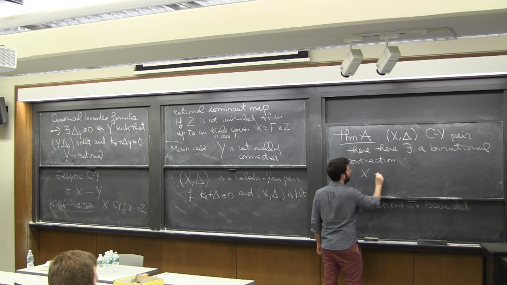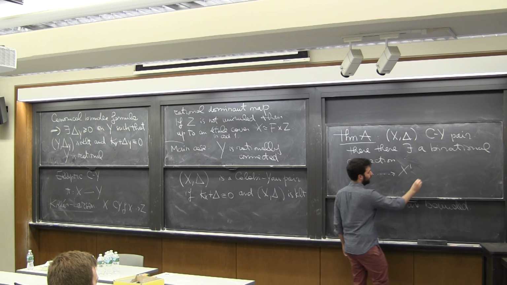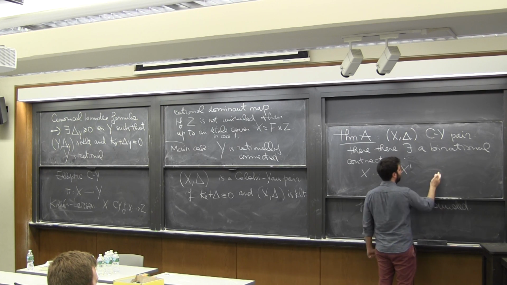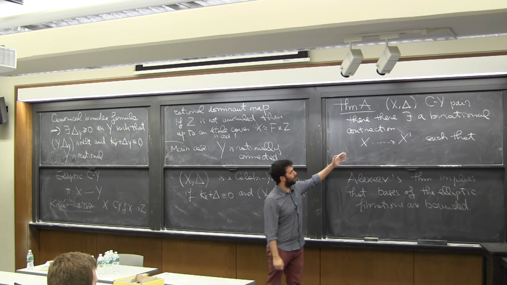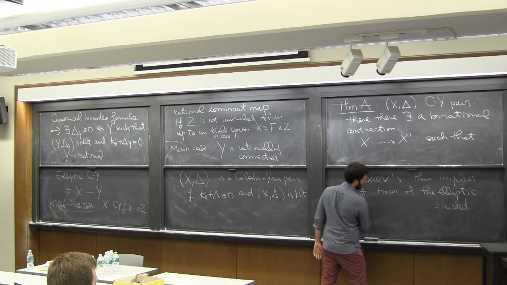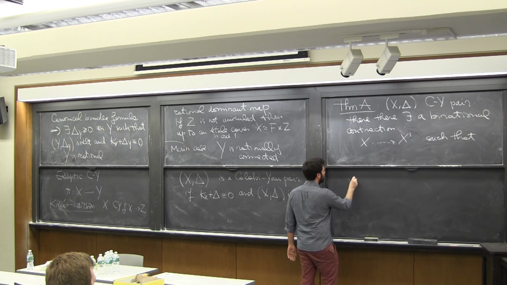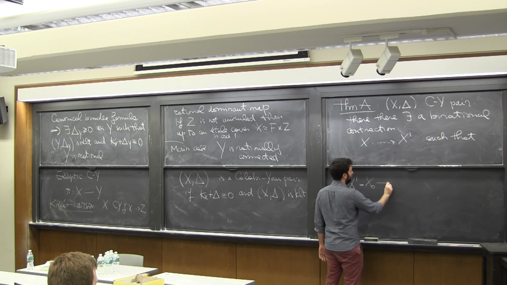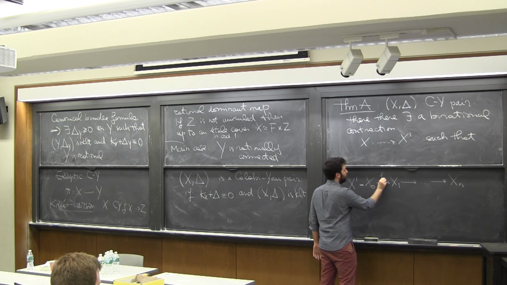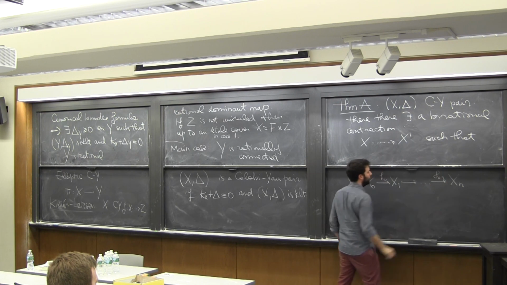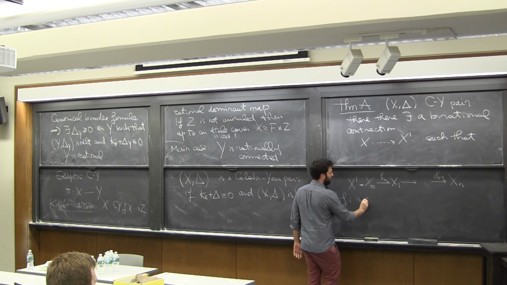Let's write X. This is birational to X prime, and X prime satisfies some weird condition. Basically, it's a tower of Mori fiber spaces. So I have X prime, let's call it X0, X1 up to Xn, and these maps F0 to F_{n-1}. They are all Mori fiber spaces. So Fi is a Mori fiber space.